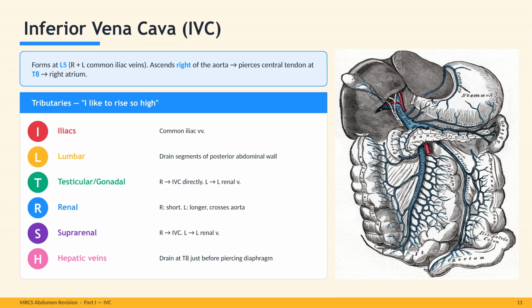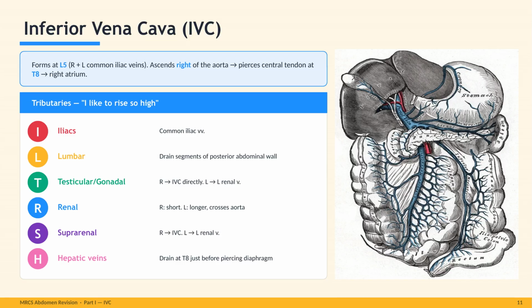Tributaries, and the classic mnemonic, I like to rise so high. I, iliac veins, the common iliac veins that form it. L, lumbar veins, draining the posterior abdominal wall. T, testicular or gonadal veins, and here's the asymmetry, the right gonadal drains directly into the IVC, the left gonadal drains into the left renal vein first.